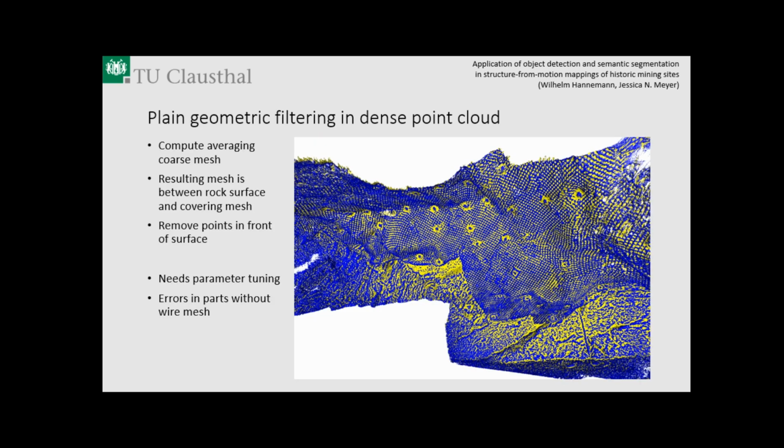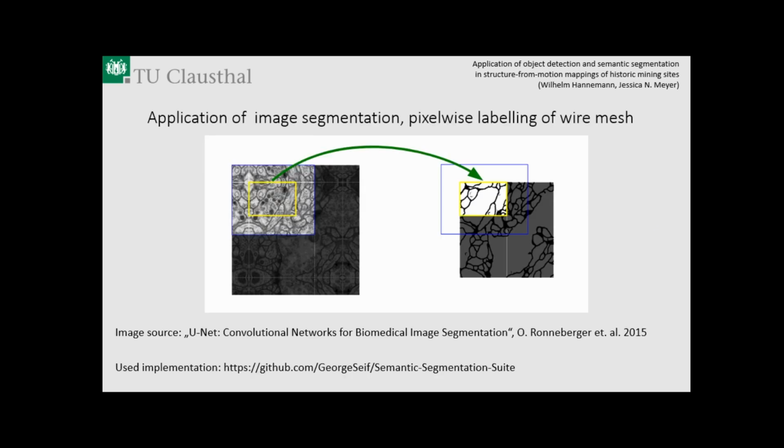We first tested a simple geometric approach. Use the point cloud, create an averaging mesh, which probably lies between these wires and the stones, and filter it out. It works, but just in areas where there's a mesh. In all other areas, it cut off the stones. So we had to segment our images into mesh parts and non-mesh parts. So why not directly classify each pixel, which is a wire?